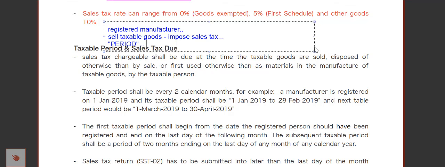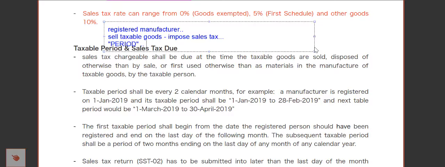Now you look at, for example, income tax. Income tax is based on a yearly basis. That's why we have an annual tax return. So you pay your income tax once a year, but then you have your tax installment, like a company uses a monthly basis.